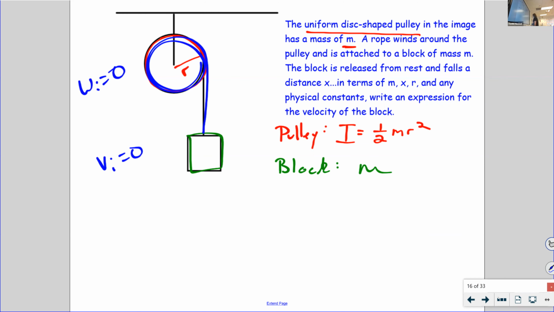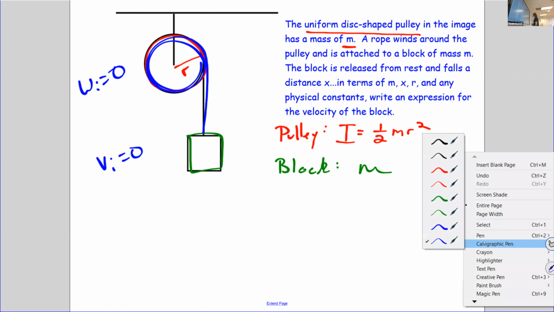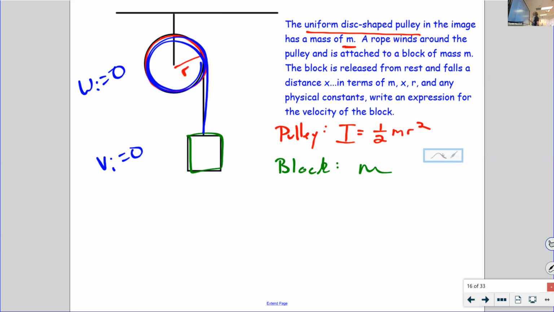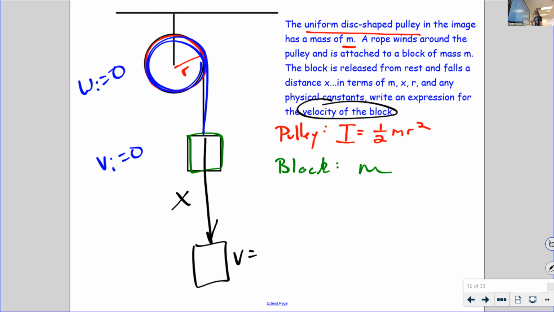What's going to happen is the block is going to fall downwards through a distance x. And what I would like you to tell me is the velocity of the block when it gets down to here. We will call that v, which is sort of like the final velocity, right? So after it falls a distance x, what is the velocity of the block? That is what we are trying to find here.